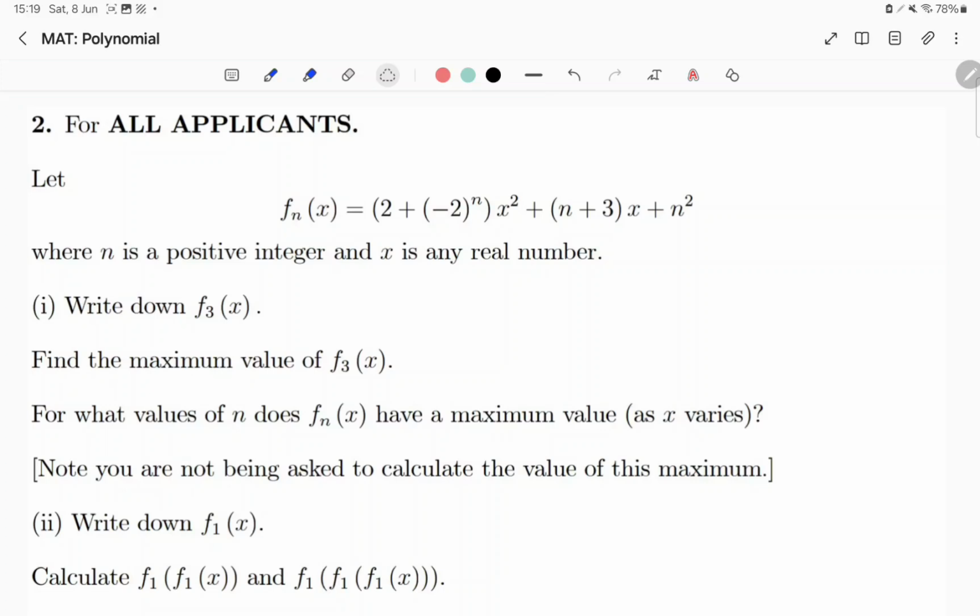Let f_n(x) equal (2 + (-2)^n) x² + (n + 3)x + n², where n is a positive integer and x is any real number. Part 1. Write down f_3(x). Find the maximum value of f_3(x). For what values of n does f_n(x) have a maximum value, as x varies?